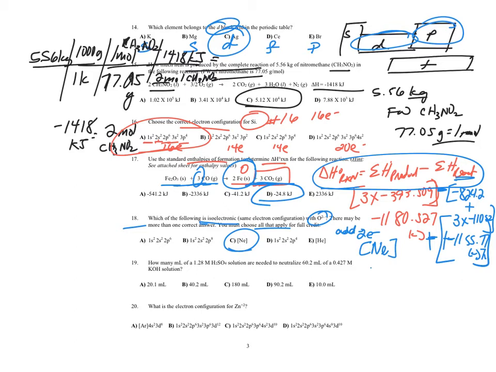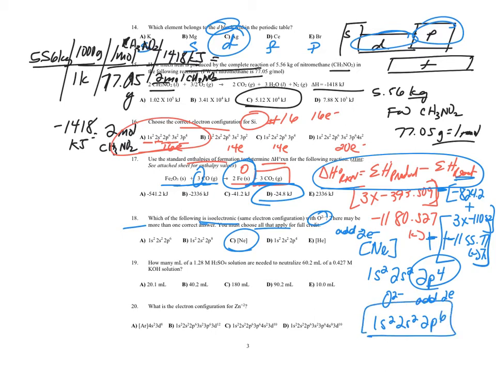So if I go on through there, I'm going to see that's 1s2, 2s2. Oxygen then would be 2p4, but O2 minus, you're going to have to add the 2 electrons. So then you're going to go 1s2, 2s2, 2p6. And that option is A. So A and C are both correct options.